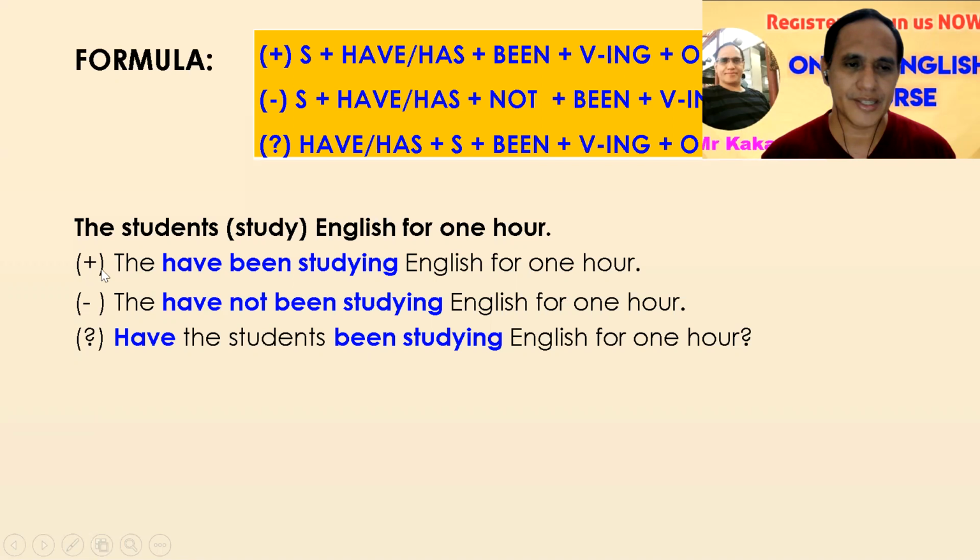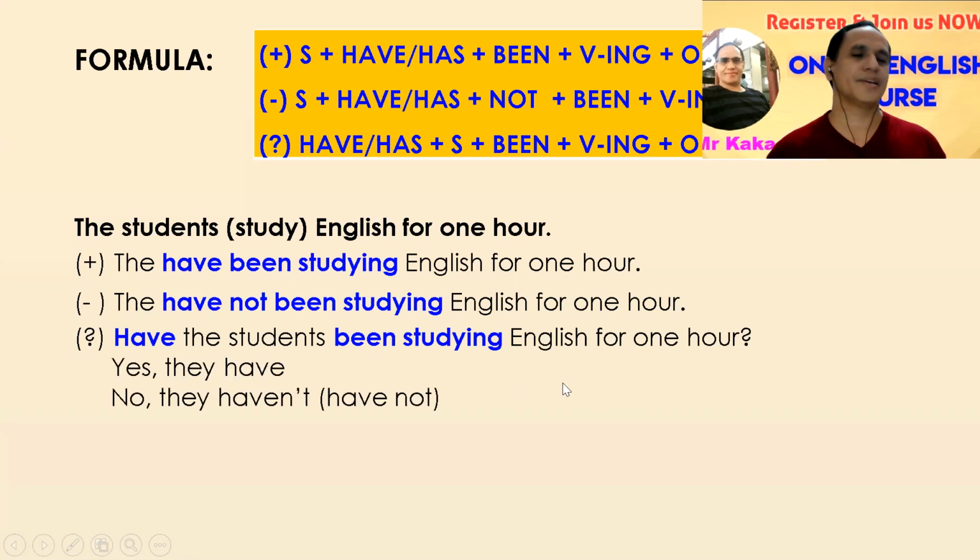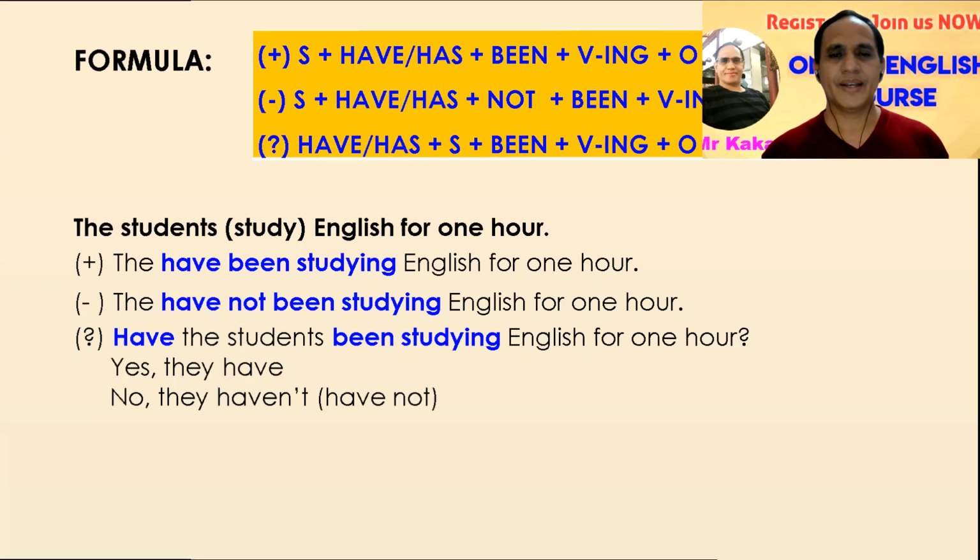Okay, di sini ada koreksi sedikit ya. D bukan the, tapi di situ kurang kata students ya, subjeknya. The students ya, for the subject ya, for the positive sentence. Right? The students have been studying English for 1 hour. And then negative form, the students have not been studying English for an hour. Yeah, and then interrogative form, have the students been studying English for an hour? Then the answer can be yes, they have, or no, they haven't, right?